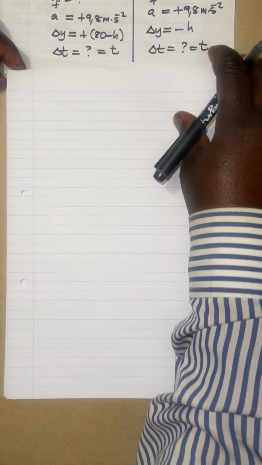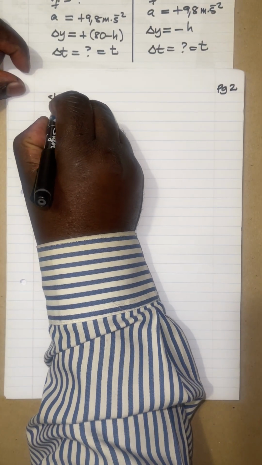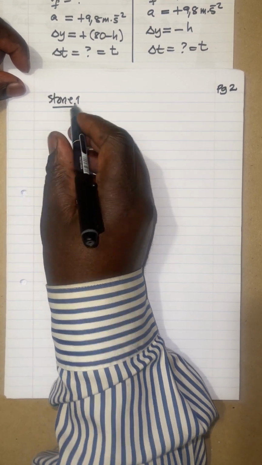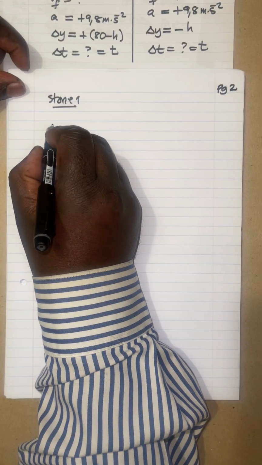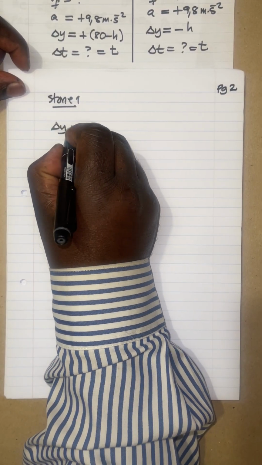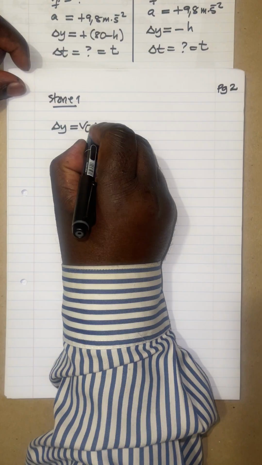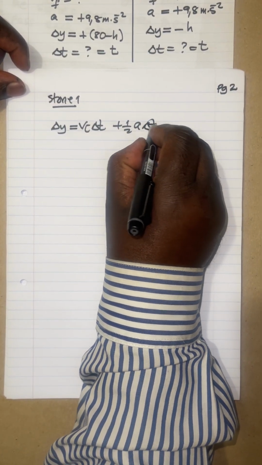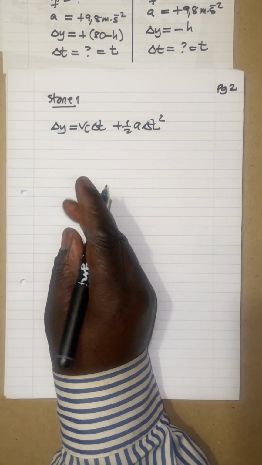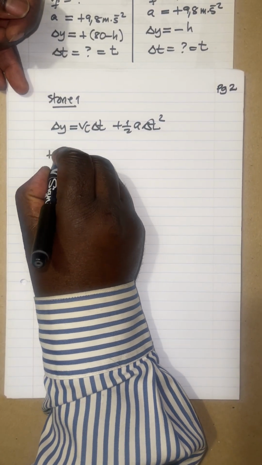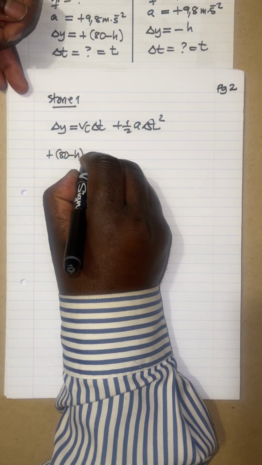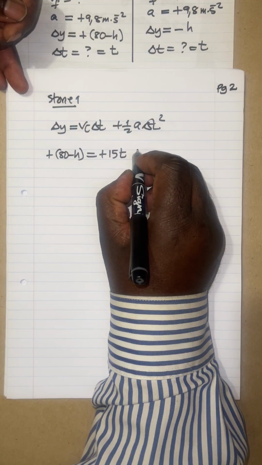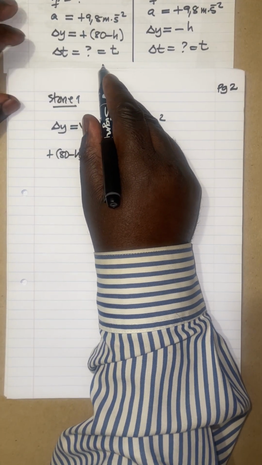Actually, one formula in this case. Let's look at stone 1. For stone 1, we're talking about how high above the ground, so we're interested in displacement. So this is the equation we're using: delta y is equal to v initial delta t plus half a delta t squared. Let's put in what we know. This value here is going to be positive 80 minus h is equal to v initial, positive 15, small letter t. Remember, delta t we said is small letter t.